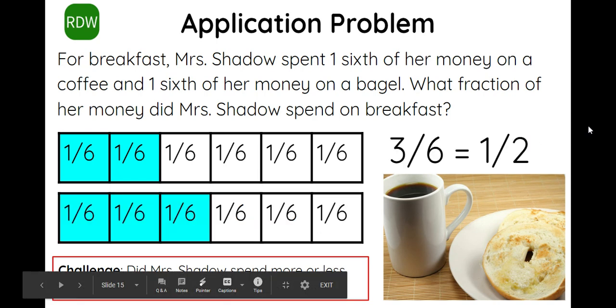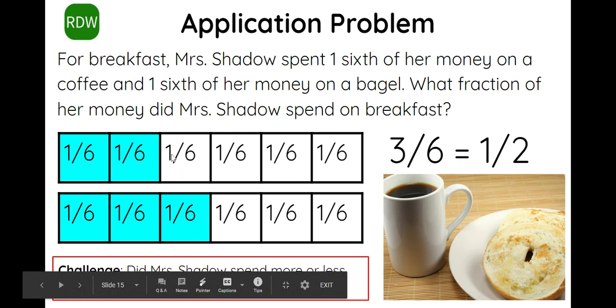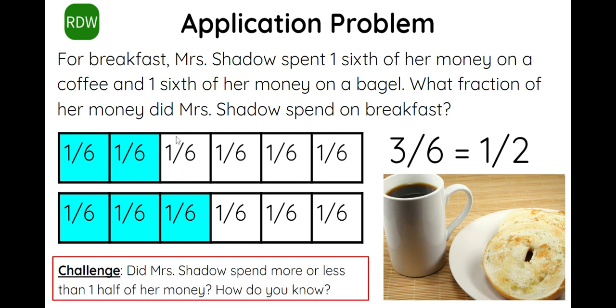And then our challenge problem was, did Mrs. Shadow spend more or less than 1/2 of her money, and how do you know? I said that Mrs. Shadow spent less than 1/2 of her money. I said this because when I looked at my fraction picture, my fraction strip, I could tell that 2/6 was smaller than 1/2. And I drew another picture. I know that 3/6 is equal to 1/2. And so I could tell that my picture was less than 1/2. So we know Mrs. Shadow spent less than 1/2 of her money on her breakfast.